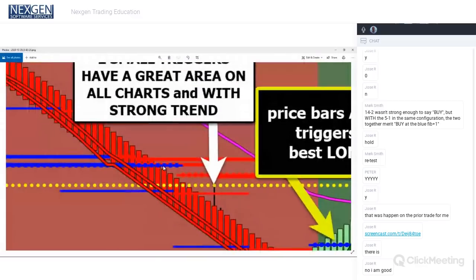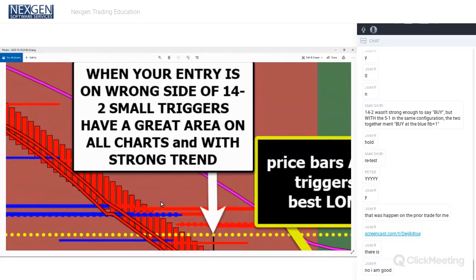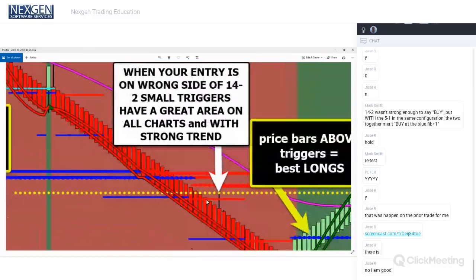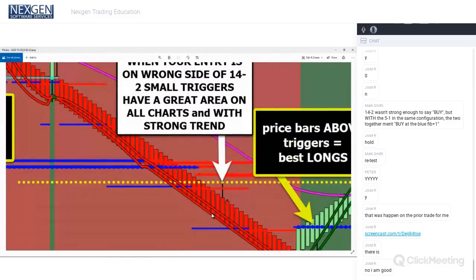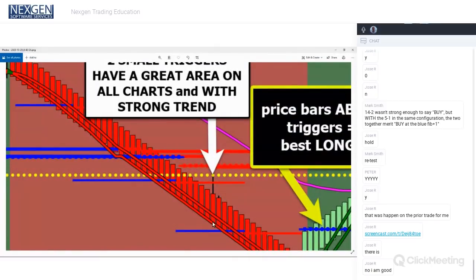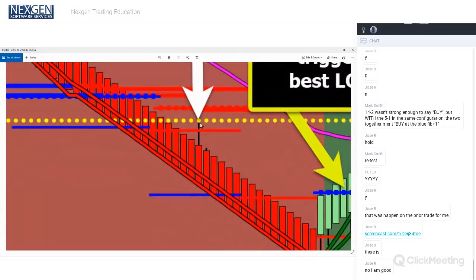The general rule and concept with this is, you better, number one, have a great area on every one of your charts to help you, right? Major support or major resistance, number one. And then number two, you have to have a really strong, sustained trend in one direction to trade on the wrong side. And you could still lose, but this is the safer area and way to trade on the wrong side of your triggers. You understand that, Jose?